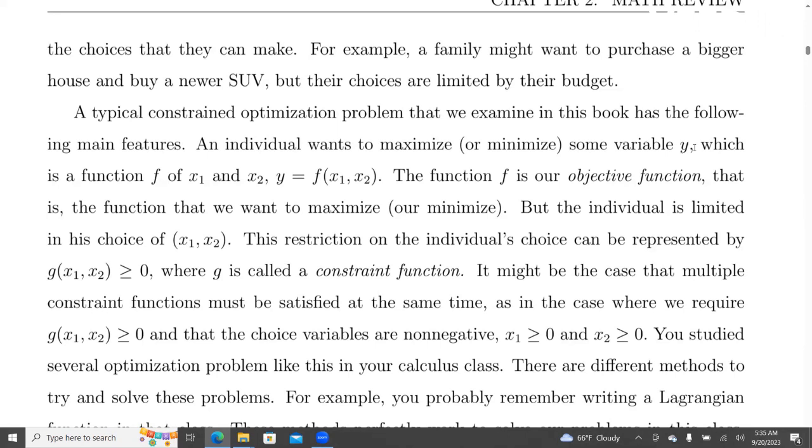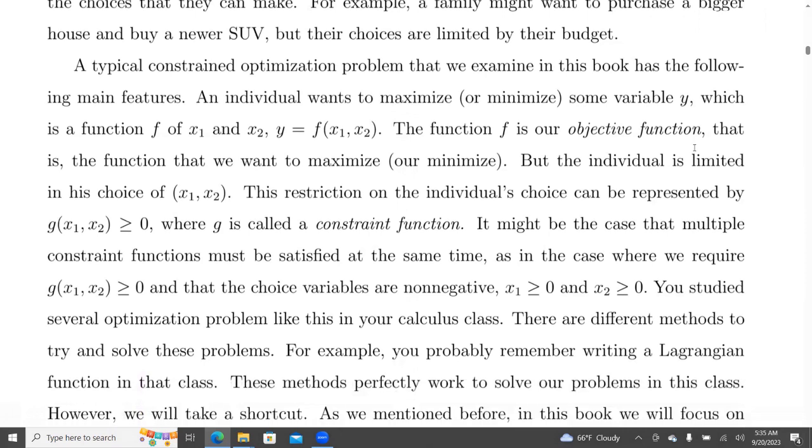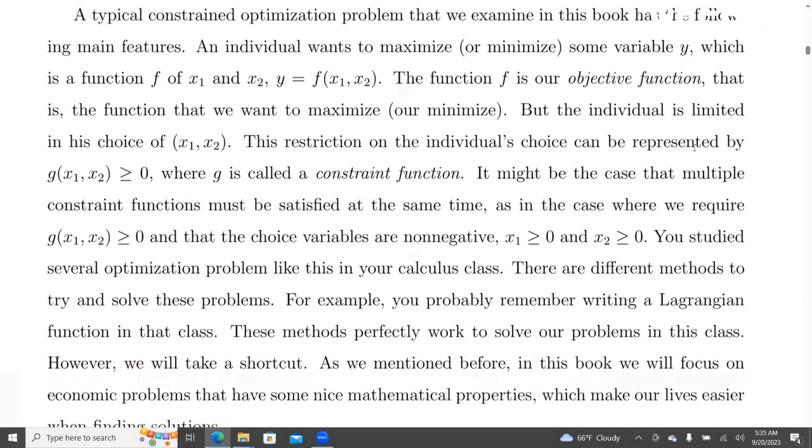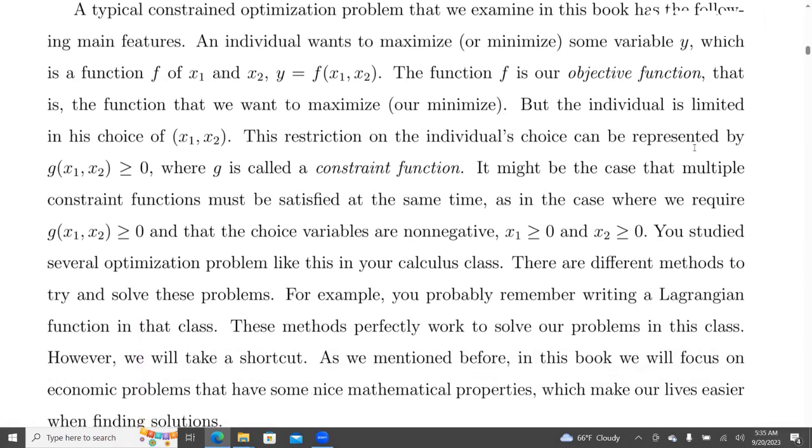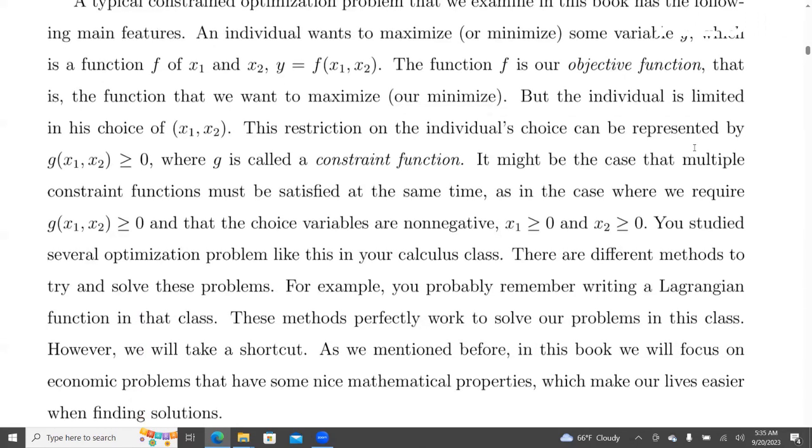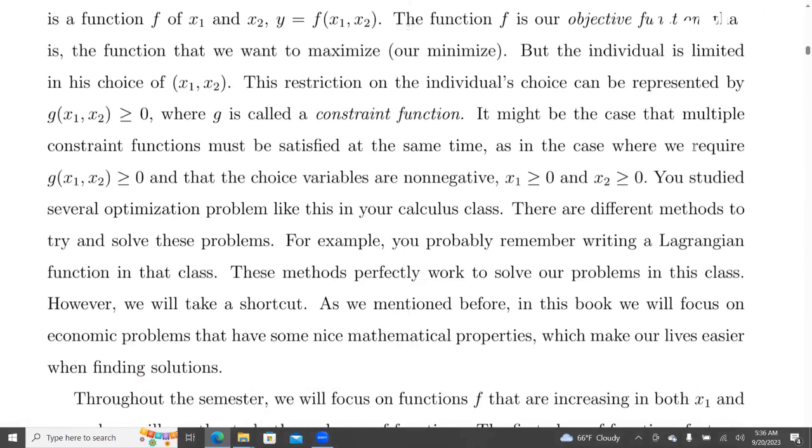An individual wants to maximize or minimize some variable y, which is a function f of x1 and x2, our multivariable function y equals f of x1 and x2. The function f is our objective function. That is the function that we want to maximize or minimize, but the individual is limited in his choices of inputs x1 and x2. This restriction on the individual's choice can be represented by g of x1, x2 greater than or equal to 0.